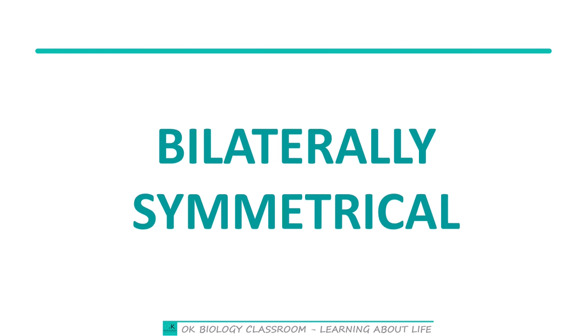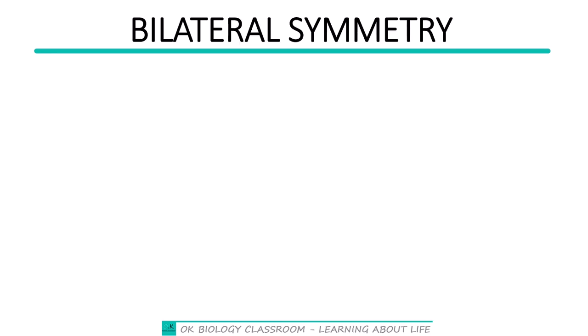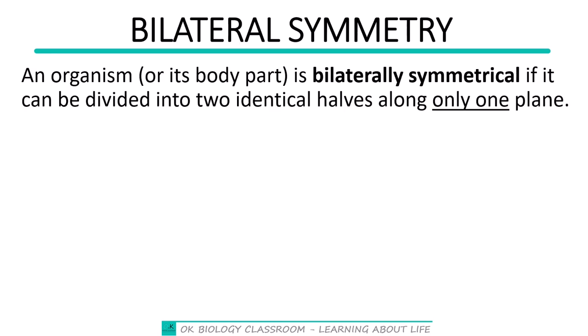So what are bilaterally symmetrical organisms? We would say that an organism or its body part is bilaterally symmetrical if it can be divided into two identical halves along only one plane. And here we are going to understand what symmetry actually is, because symmetry has got to do with dividing the body of the organism or part of the body of the organism into two identical halves. That is what symmetry is about. So if the organism can be divided into two identical halves, it means it is symmetrical. But if the body cannot be divided into two identical halves, it means it is asymmetrical.